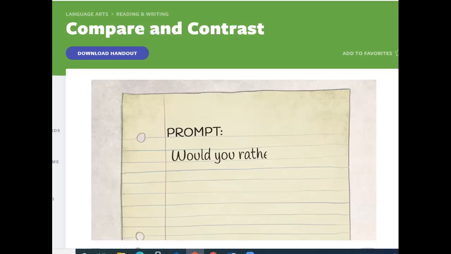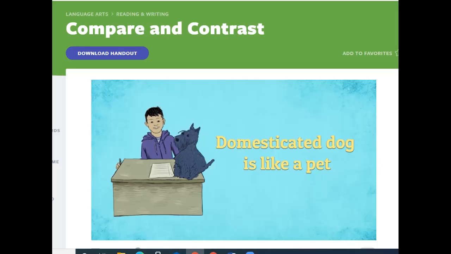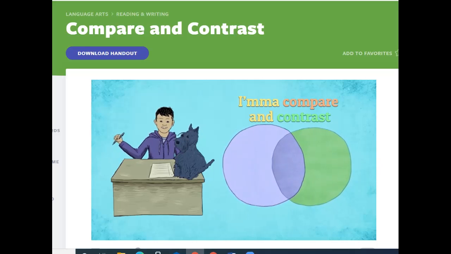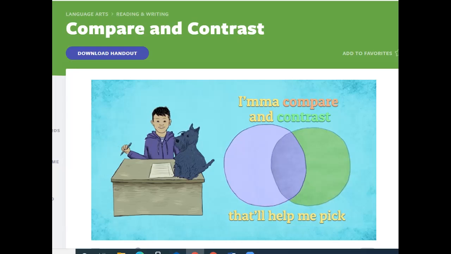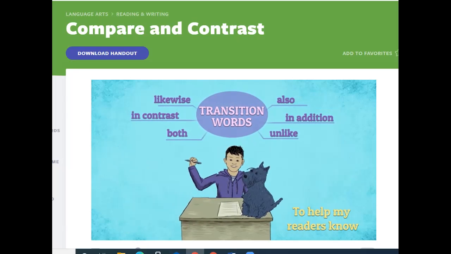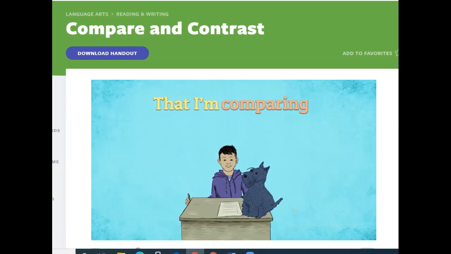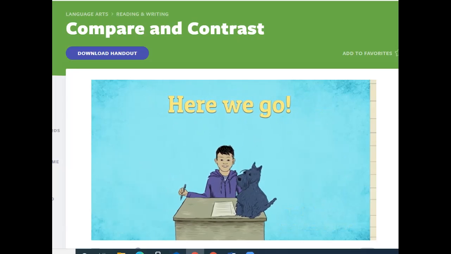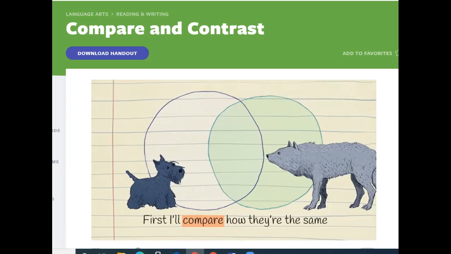You get it? Okay, I have to write an essay. Here's the prompt. Would you rather be a wolf or a domesticated dog? Domesticated dog is like a pet. I'ma compare and contrast. That'll help me pick. I use transition words to help my readers know that I'm comparing and contrasting. Here we go. First, I'll compare how they're the same.